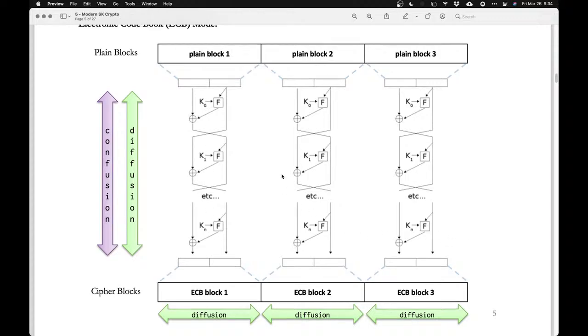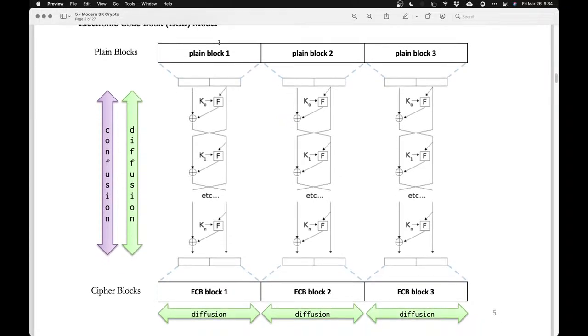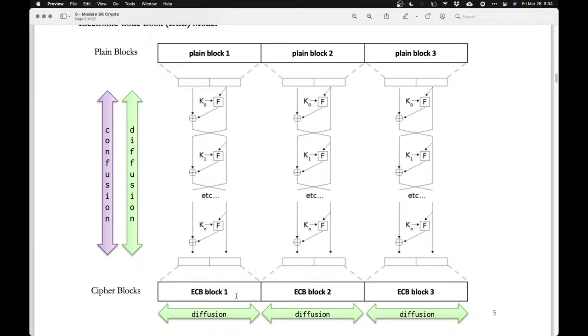All right. So plain block 1 will correspond to what I'm calling ECB block 1. This way of using a block cipher is sometimes called electronic codebook mode. Why is that? You'll notice that this plain block 1 corresponds to ECB block 1. That's the encrypted version of it.